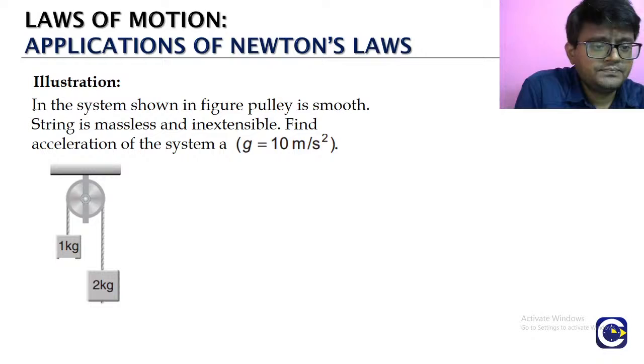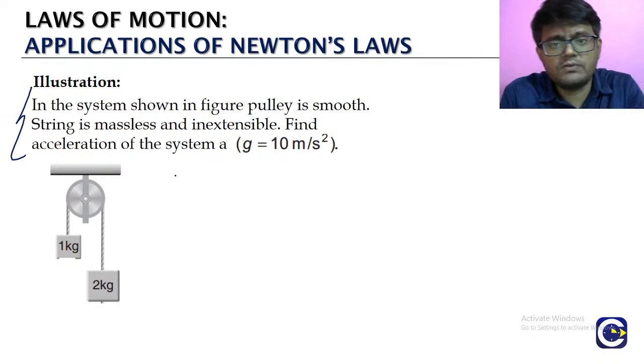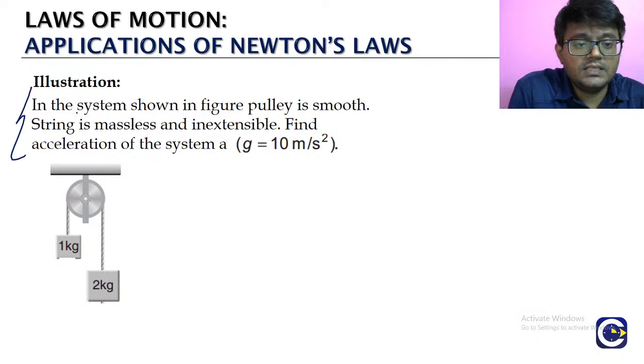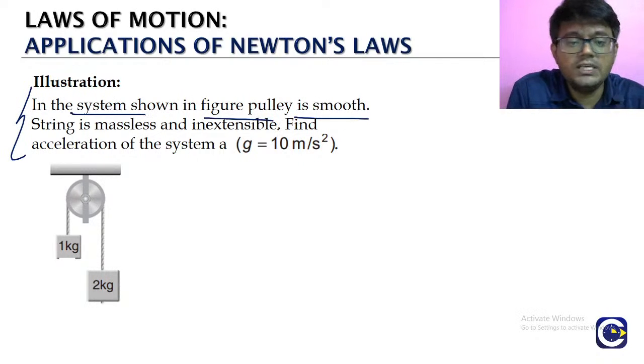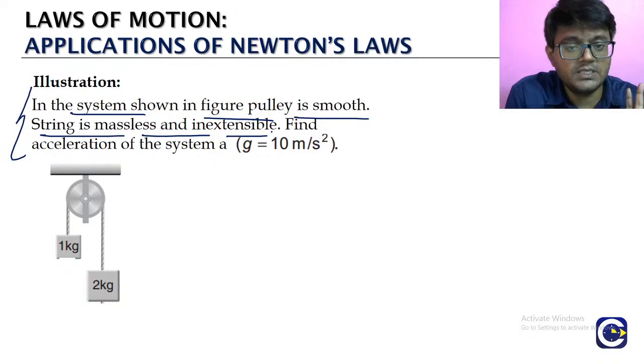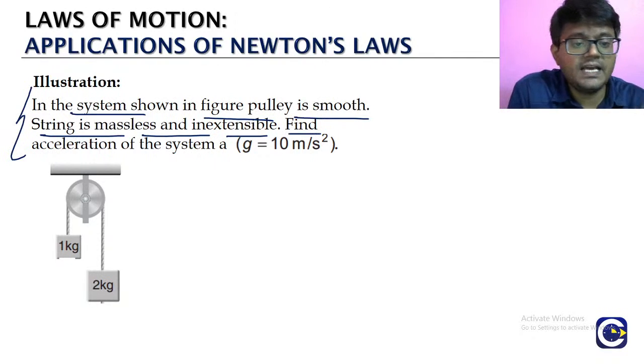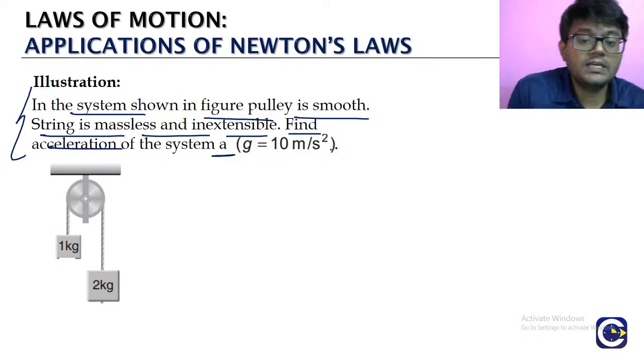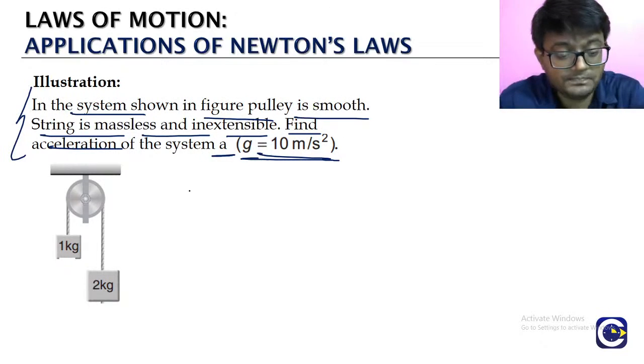So look at this one. Whatever we did in that exercise, we are going to do the same with some numbers. In the system shown in the figure, the pulley is smooth. So the regular assumptions: the string is massless and inextensible. Find the acceleration of the system, A. Means we are supposed to find the A value. Here they are saying to take the value of small g as 10 meter per second square.